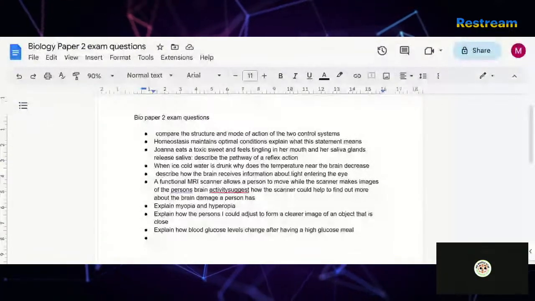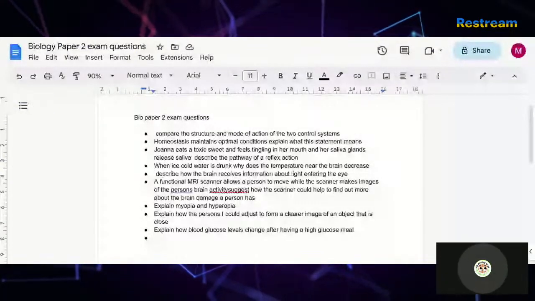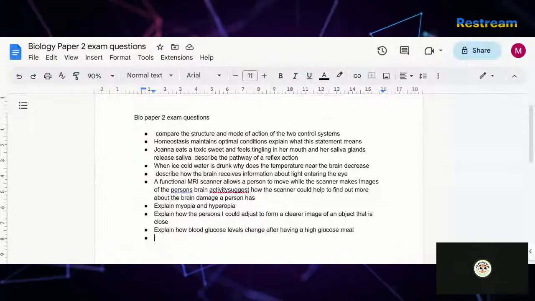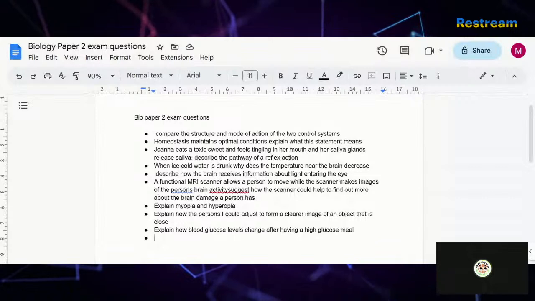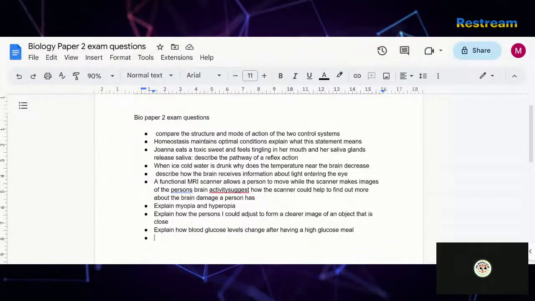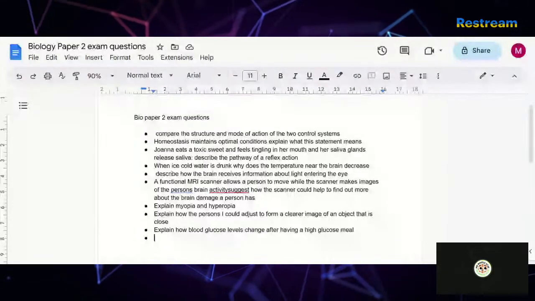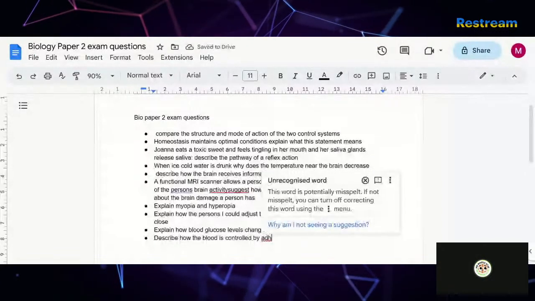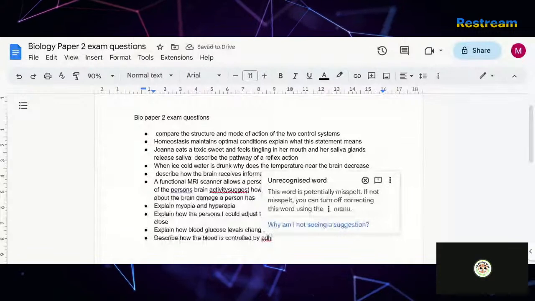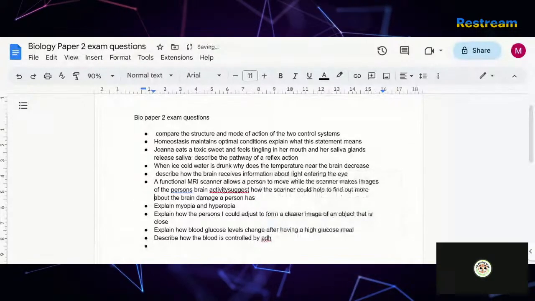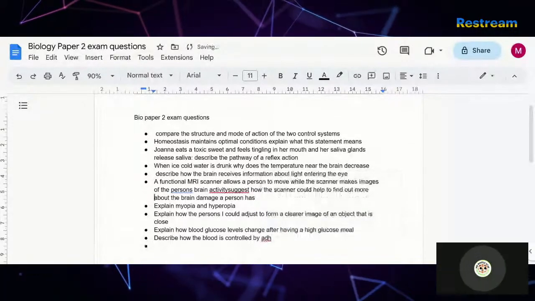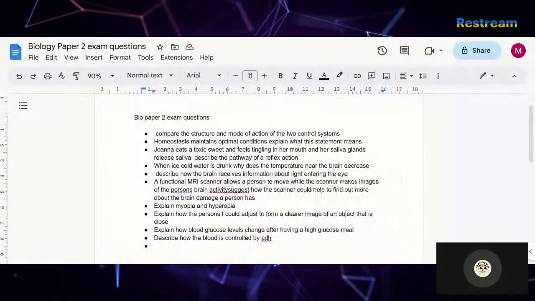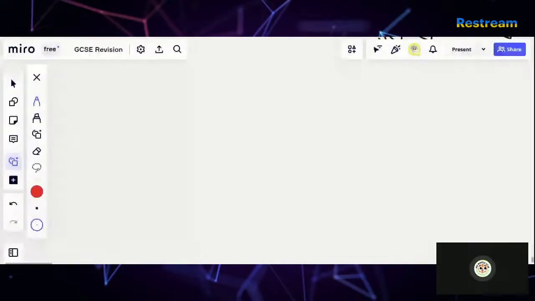So the next question is, describe how the blood is controlled. Okay, so ADH is all about water concentration levels and the kidney. So let's go and take a deep dive into what that means.